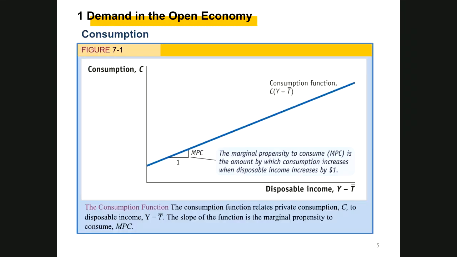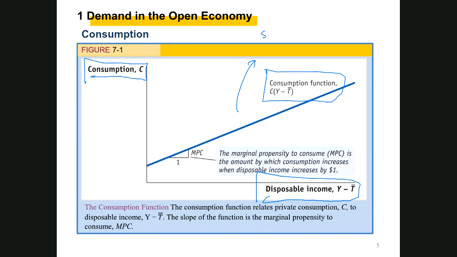So if I use the graph here, consumption is on the vertical axis, disposable income is here. The consumption function should be like this. It's a positive slope line. And the slope here is the marginal propensity to consume. Whenever your disposable income increases by 1 unit, how much will consumption increase?